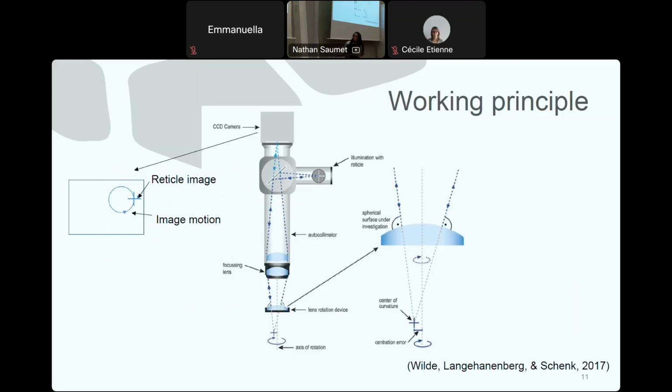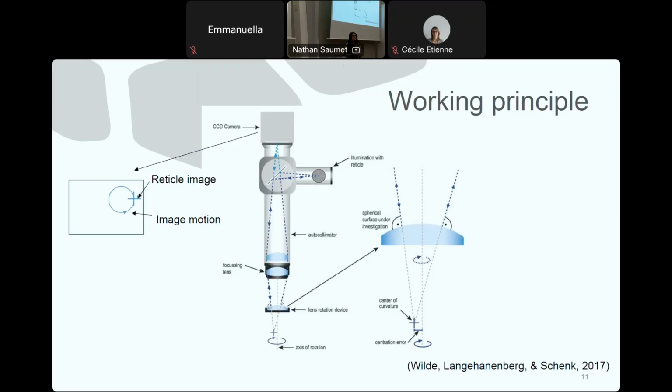If you can see, there is a lens at the bottom of the autocollimator. These lenses can be changed to other optical powers, to allow us to measure most diopters.